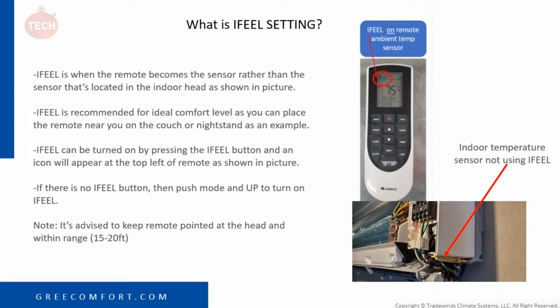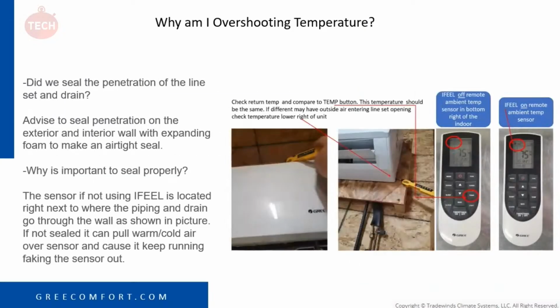So if there's some air leakage, that is where you're going to throw that temperature sensor off. If it's 0 degrees out, because the fan runs, the fan's going to be pulling in that cold air across that sensor if you're not using iFeel, and trick that head into thinking it's colder. So that head is going to continue to run and overshoot temperature.